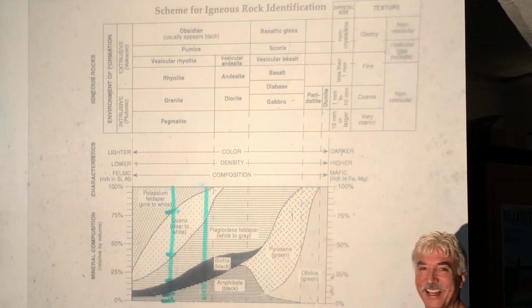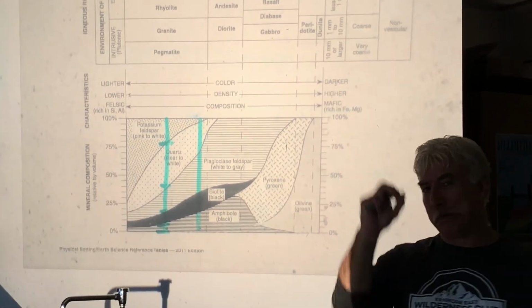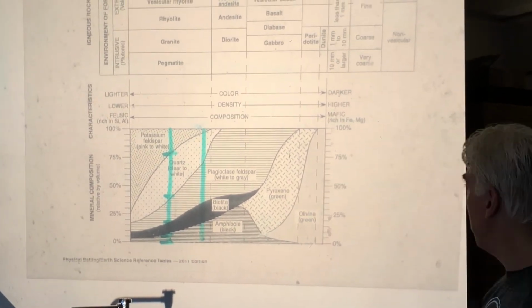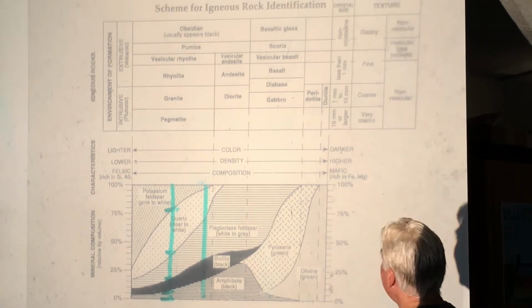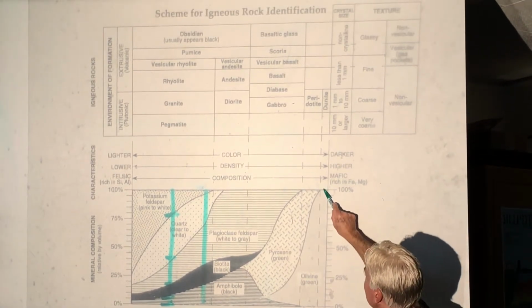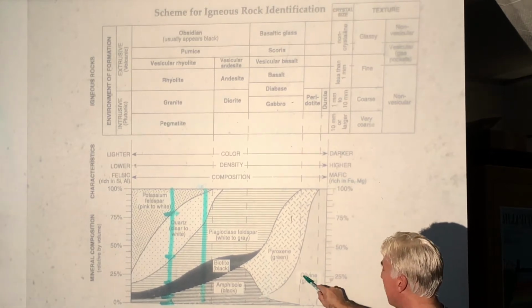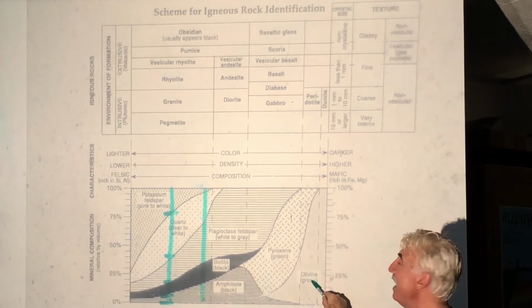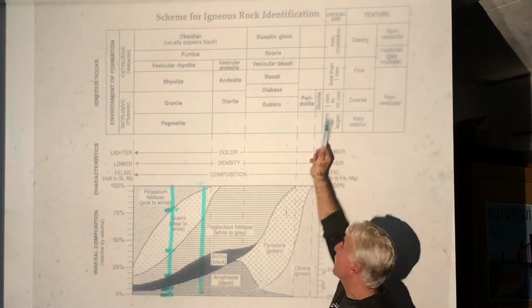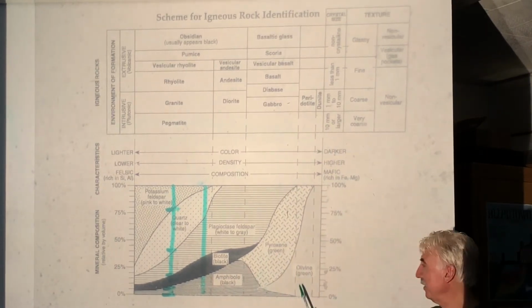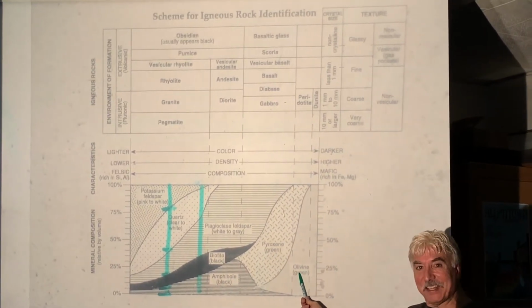So here's a question. Is there any rock on the chart that's purely one mineral? I guess you could say the only place I could draw a line where it only goes through one mineral is right there at the end, where it only goes through the mineral olivine. And in that case, it makes a rock called dunite. And guess what color dunite's going to be? It's going to be green.